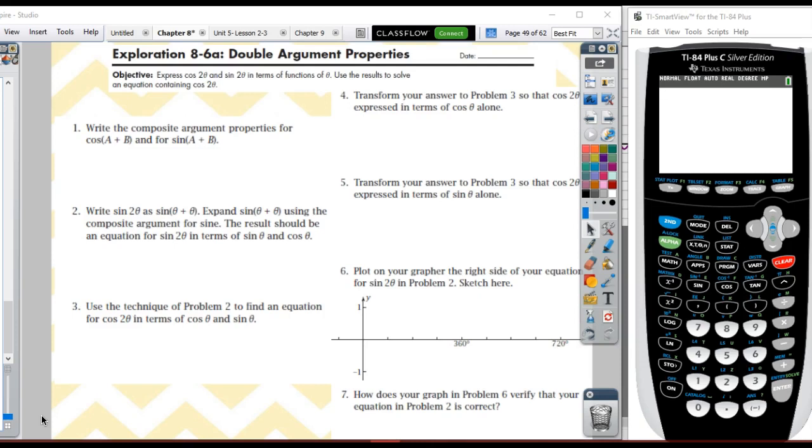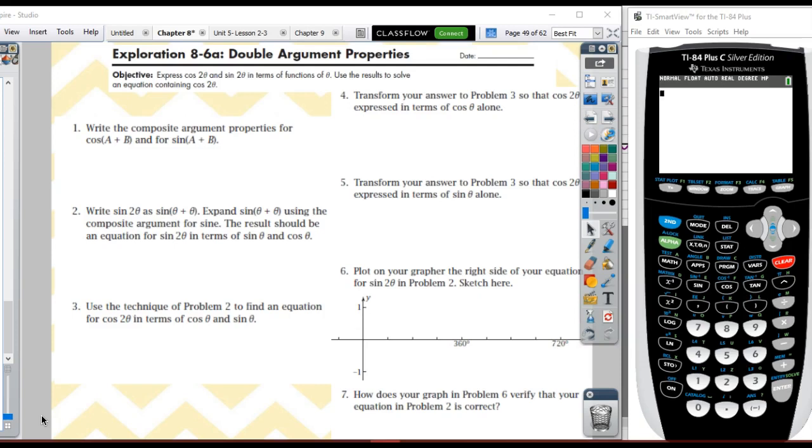So to start, if you guys would please take out Exploration 8.6a. We are going to learn some new properties or new identities for sine, cosine, and tangent. If at any point during the video you need a minute to get out your stuff or write something down, please just pause the video so everybody can get caught up.